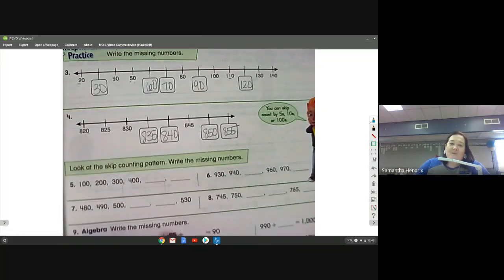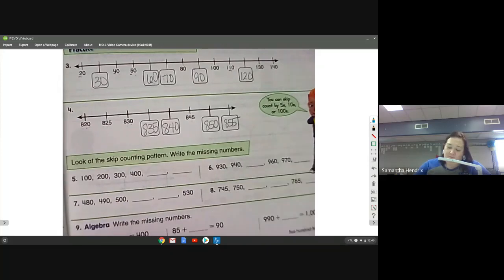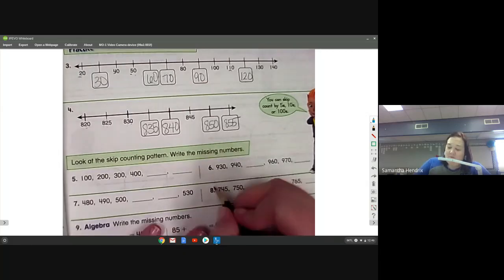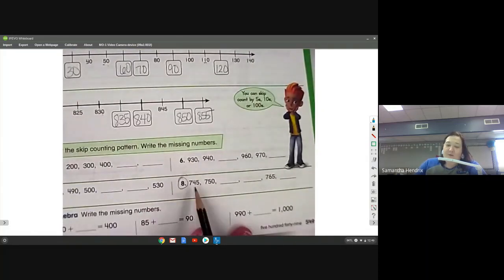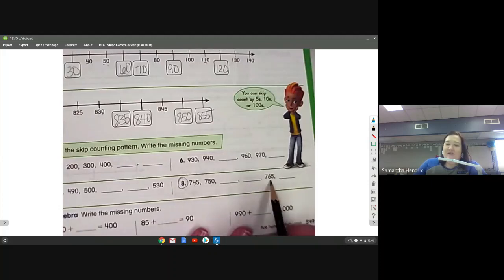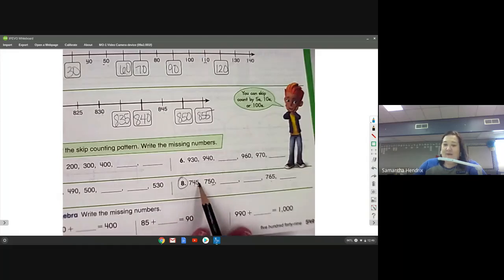Okay? Let's look at this one. We are going to do number 8 together, and then you're going to pause and do the rest, okay? So we have 745, 750, blank, blank, 765, blank. Our ones are changing. So as we're not counting by tens and we're not counting by 100, so we're counting by fives.